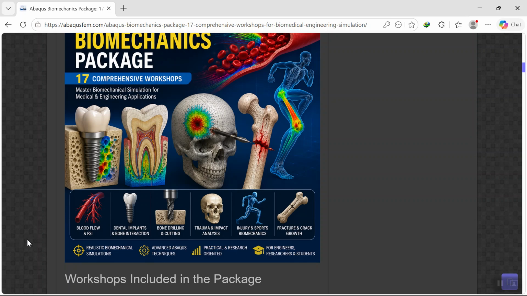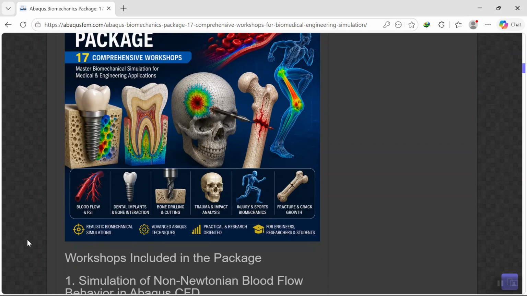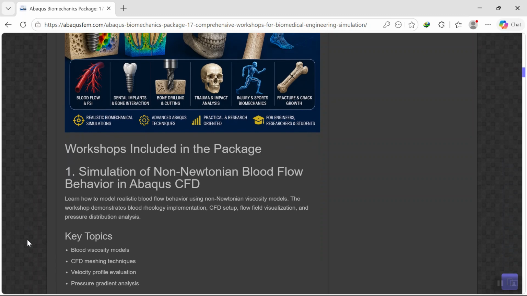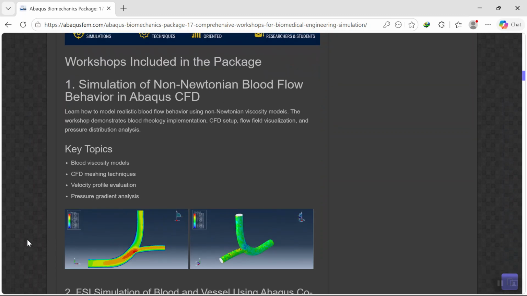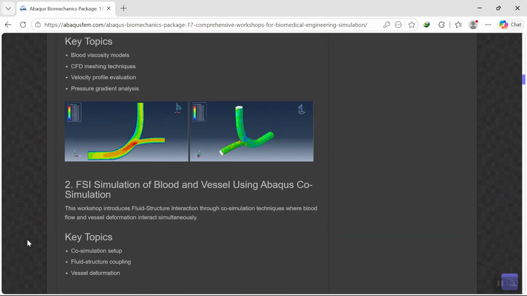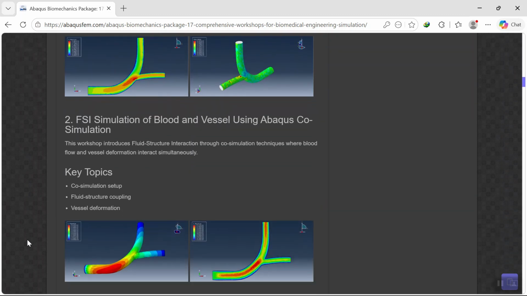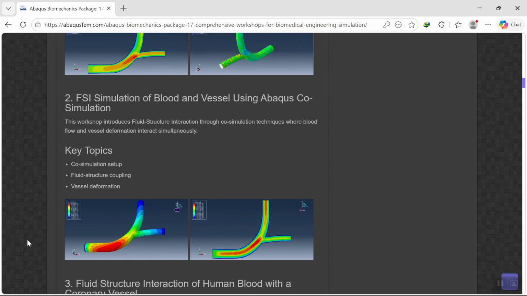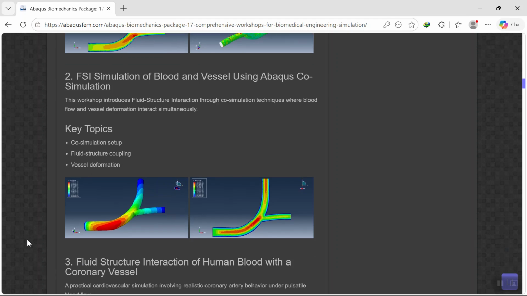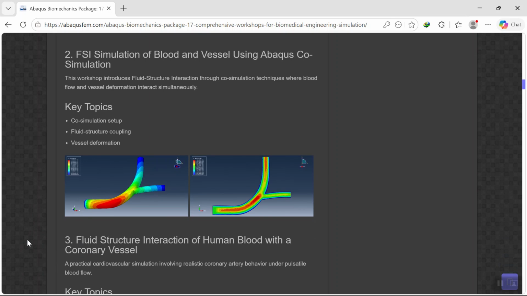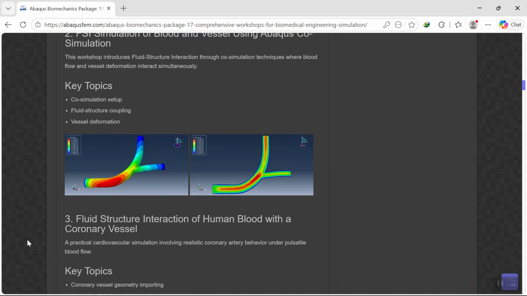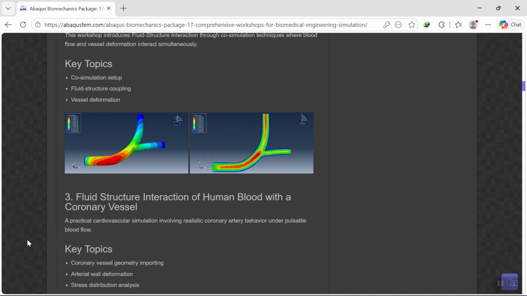The package also includes two advanced fluid structure interaction, or FSI, workshops. In these projects, you can see here, you'll simulate the interaction between blood flow and blood vessel, allowing you to study how fluid forces affect vessel deformation and how vessel deformation influences the flow field.